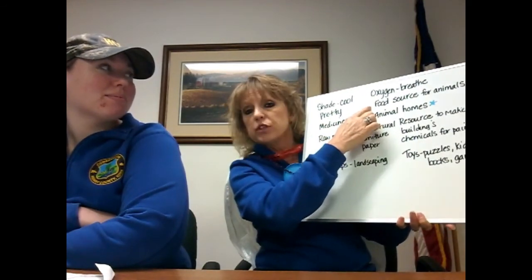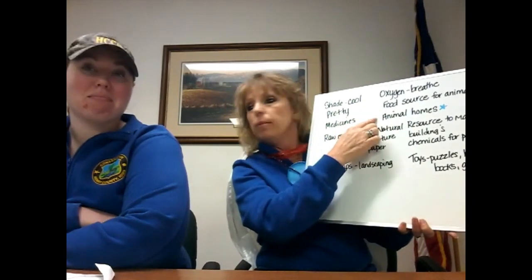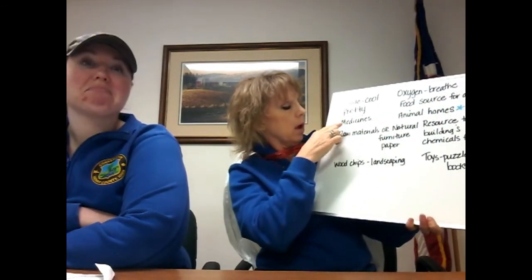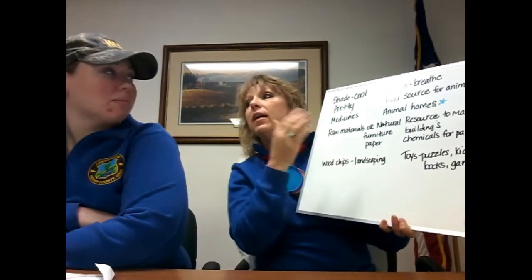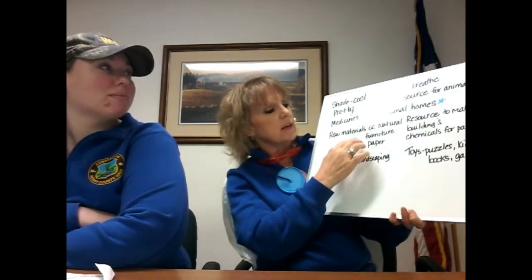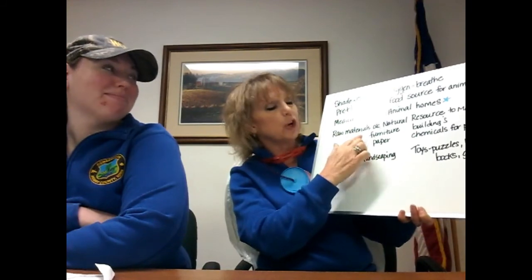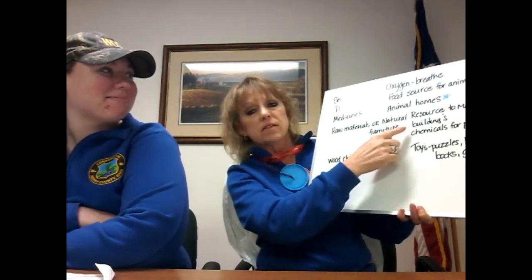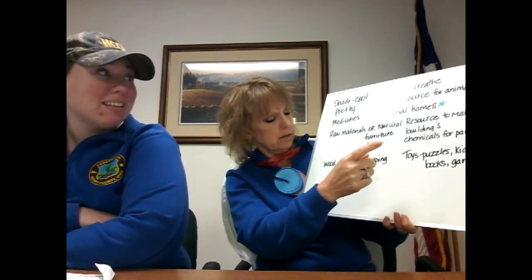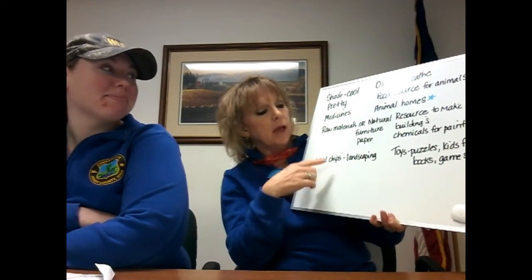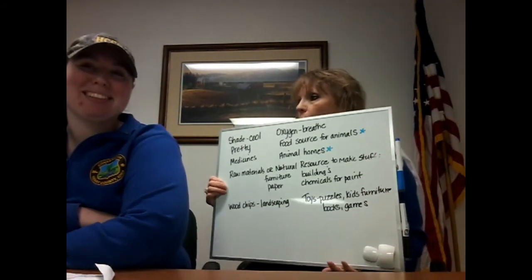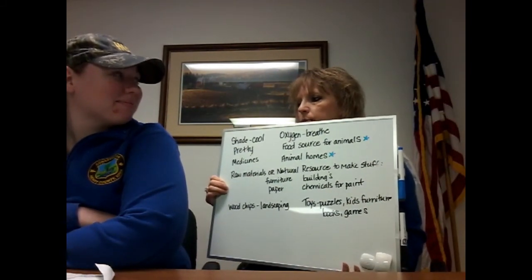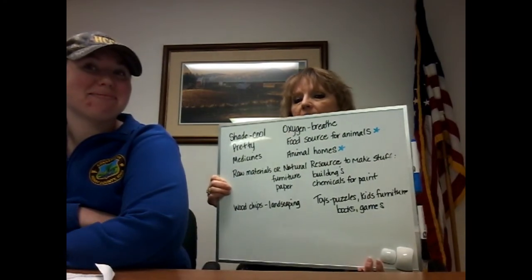Plants are food sources for animals. Can be animal homes. They can produce medicines. They are raw materials or natural resources to make other stuff like furniture, paper, buildings, even chemicals and paint. I know. You already mentioned the wood chips for the landscaping, and I saw your deck of cards, which reminded me that there are a lot of toys that are made from trees, including games.